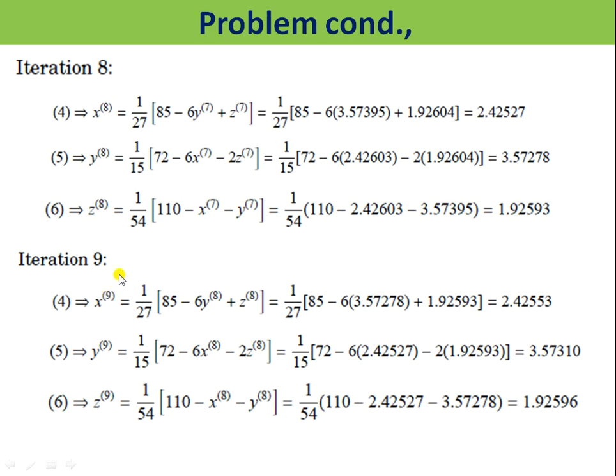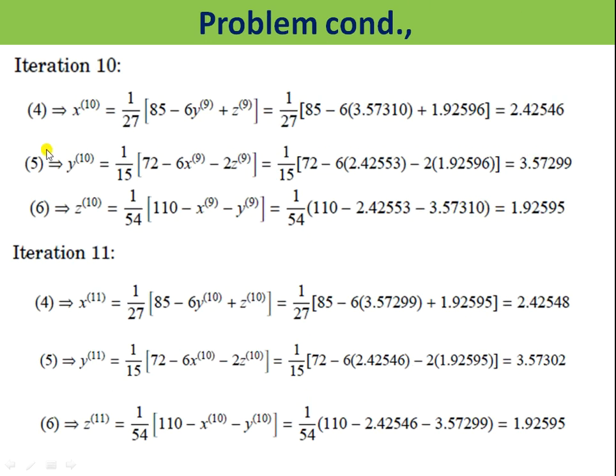For the ninth iteration, we can take the values of x power 8, y power 8 and z power 8 from the previous one. Here I need x power 9. Therefore, replace y power 8 and z power 8 here. So this becomes 2.42553. Again, y power 9 becomes 3.57310. Z power 9 becomes 1.92596. Are these values equal? Just check iterations 8 and 9. Obviously not. I have to move to the next one, the 10th iteration.